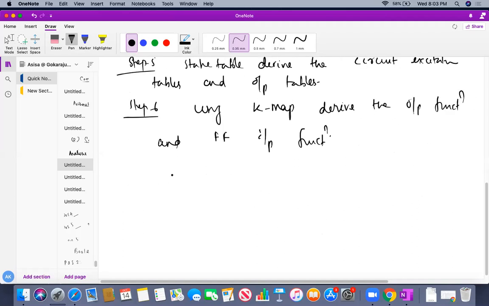Okay, so next, last step 7 is draw the logic diagram. Finally, draw the sequential logic diagram. So do you all understand what you have to do? There are various steps in order to design that particular sequential circuit. You have to follow 7 different steps.